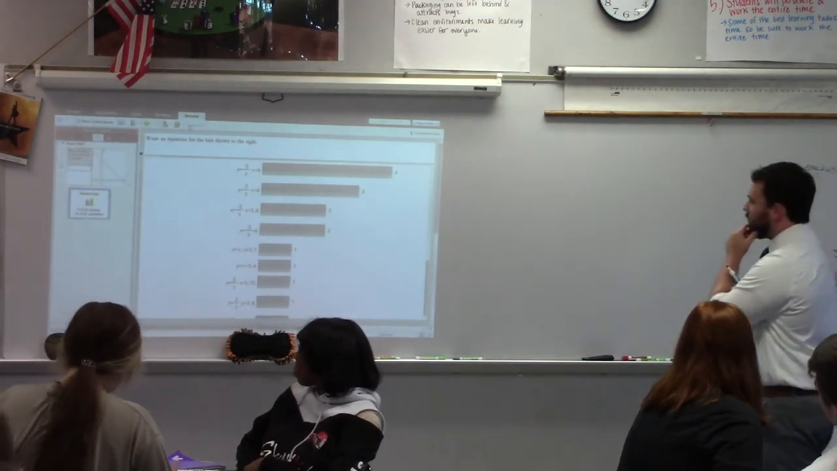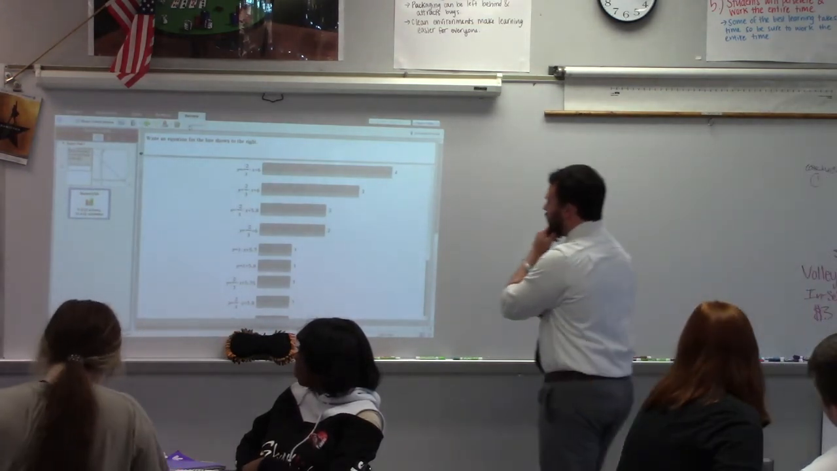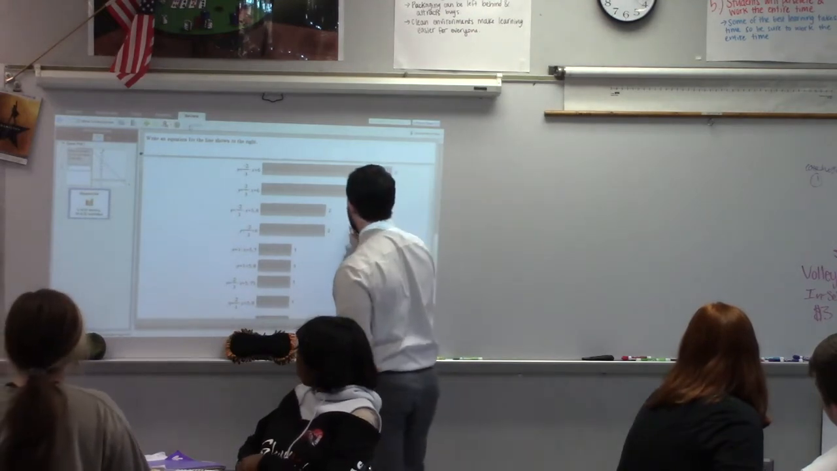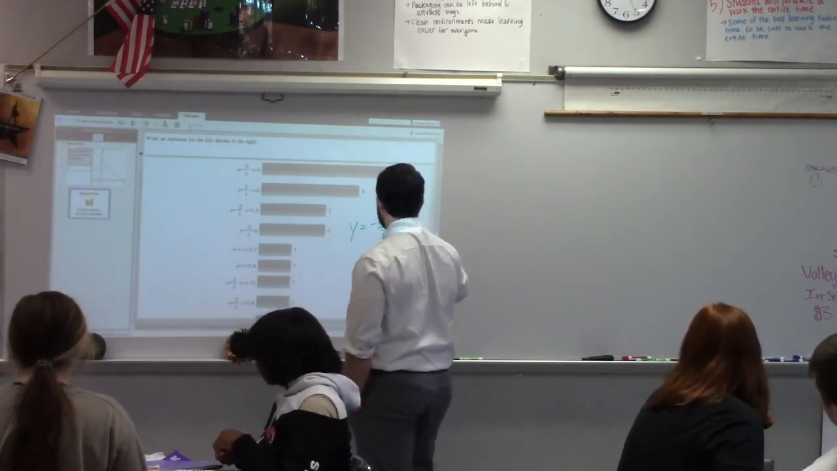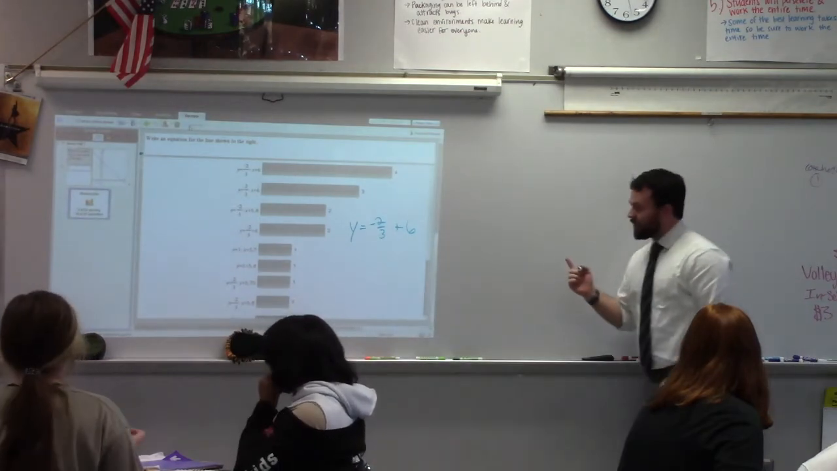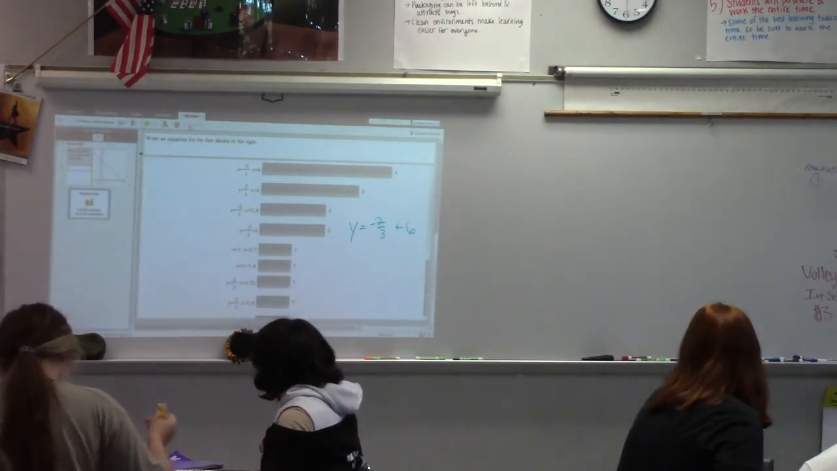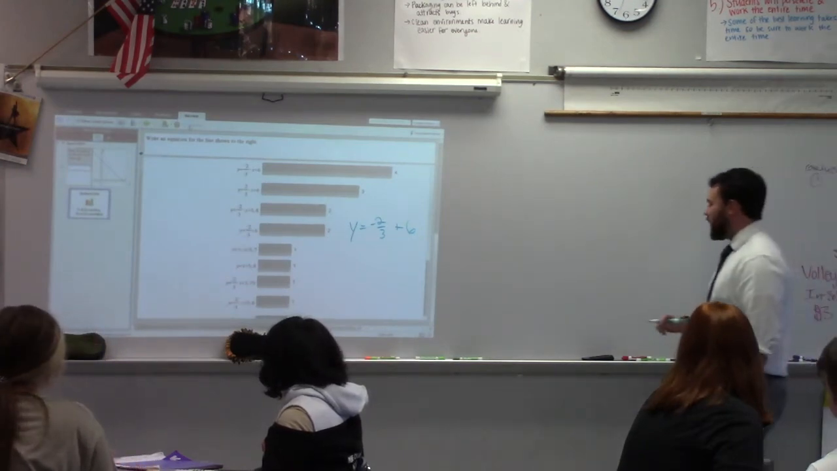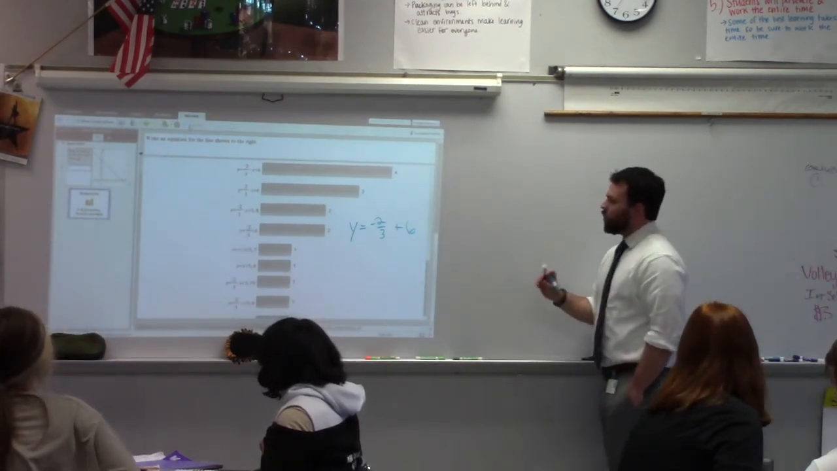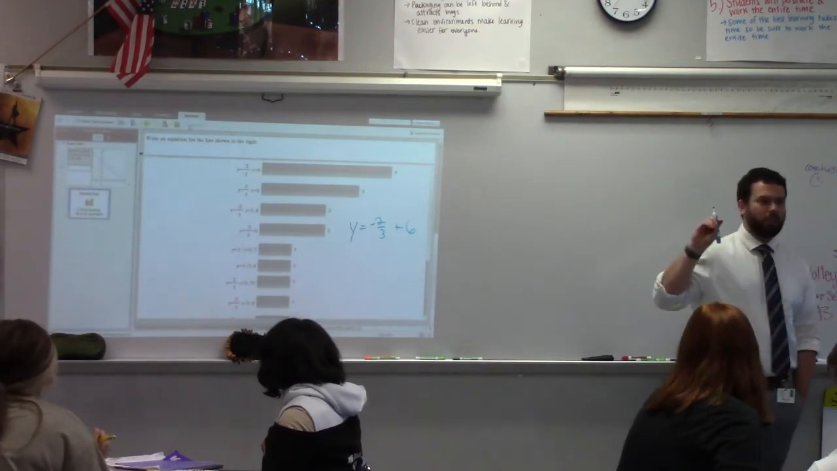Now, let's look at these. I do want to look at these two right here. I saw a couple people write y equals -2/3 plus 6. This is a great mistake that we need to pay attention to. What's the error here? There's no x. Does anyone know of an efficient way that we can help focus our attention to make sure we don't miss that x?